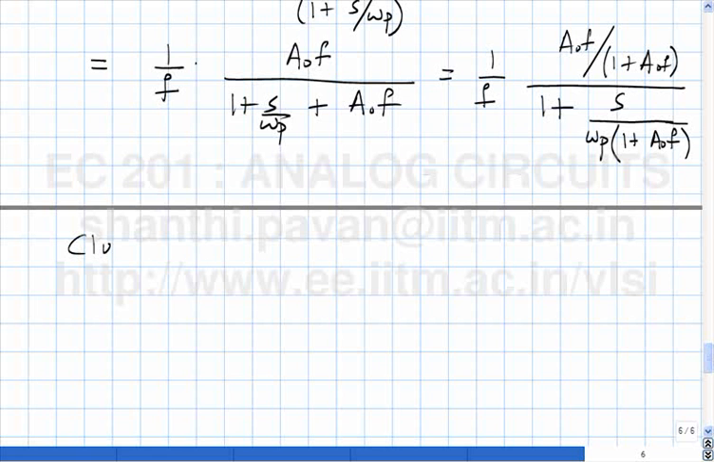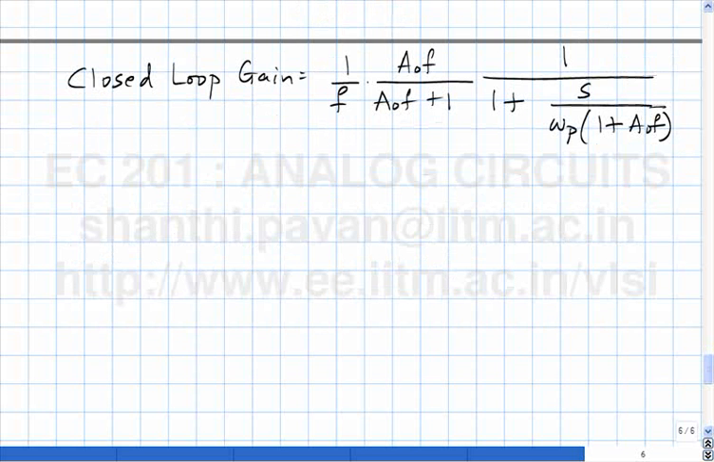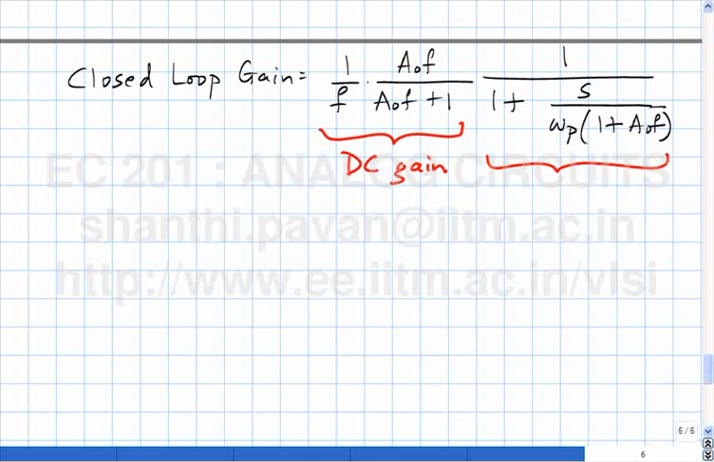So the closed loop gain is 1 over F times, I am just rewriting the expression here, sure enough the DC gain of the closed loop system is what we expected, 1 over F times A naught F by 1 plus A naught F, and as we expect, as the frequency increases, the closed loop gain is also falling off. So what is the bandwidth of the closed loop system?